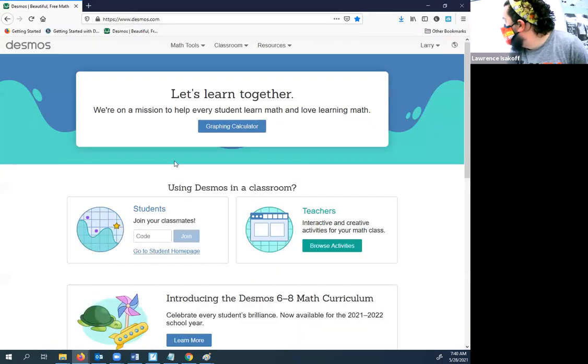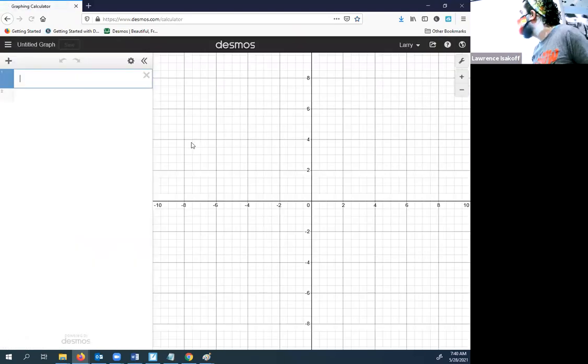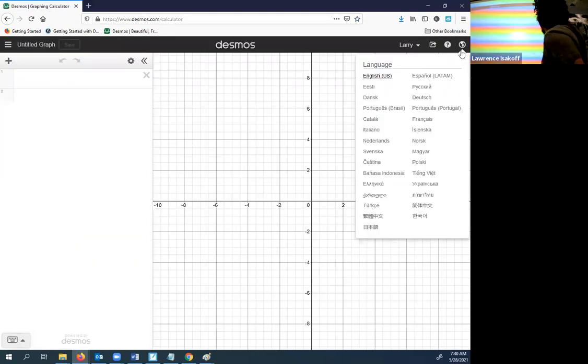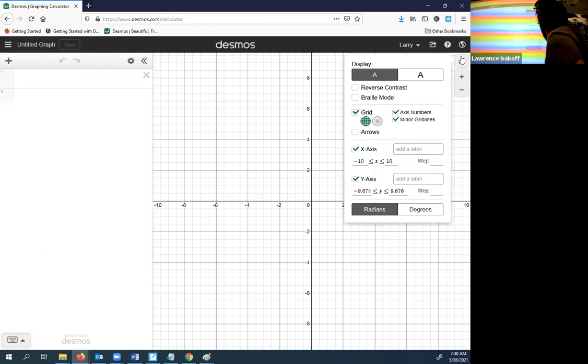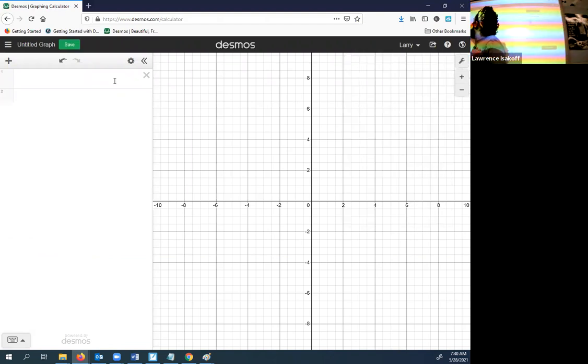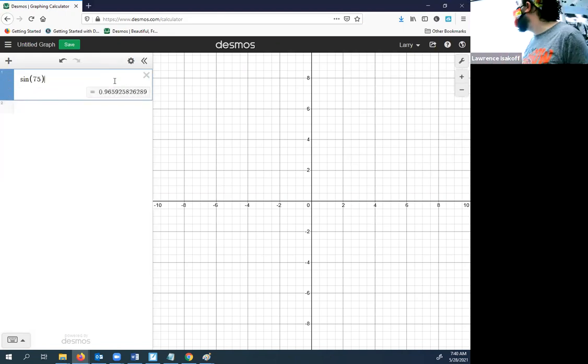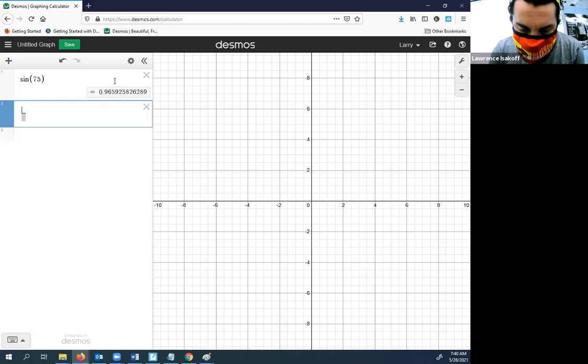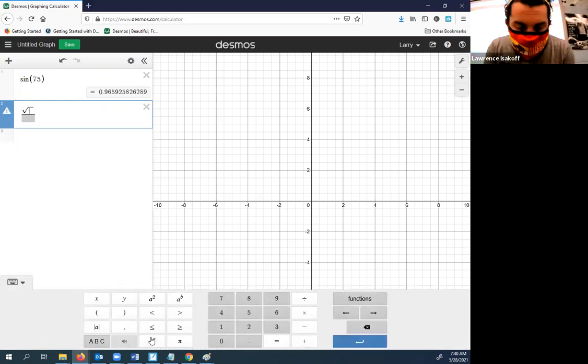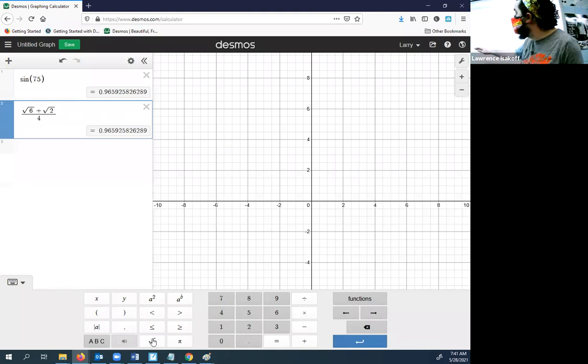So let's actually check that this works out. Remember, I want to be in degrees. So hit the wrench, degrees. If I say the sine of 75, that gives me that. Let's see here, I said square root of 6 plus the square root of 2 all over 4. Bam. Same decimal. There we go. It works out. Cool.